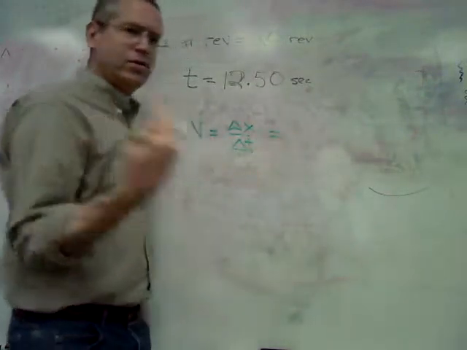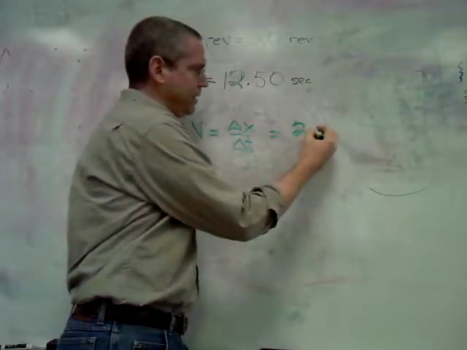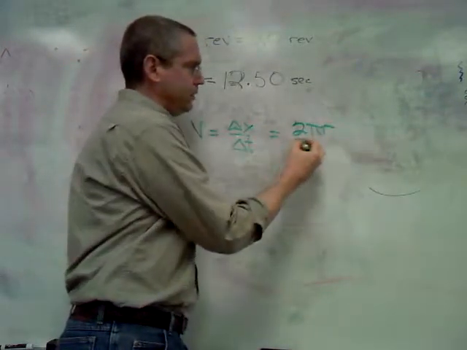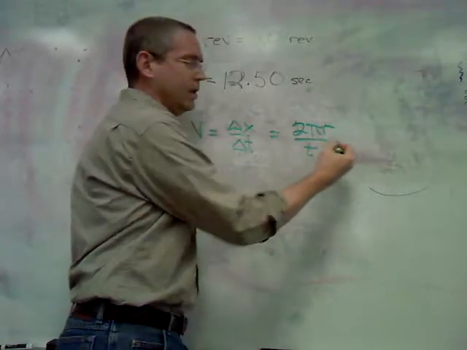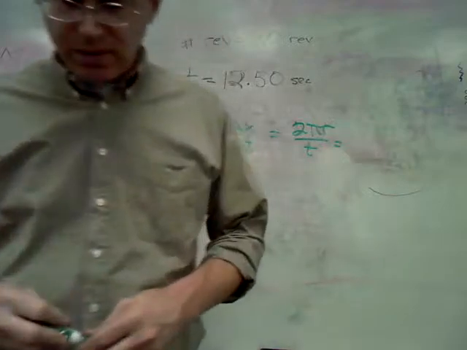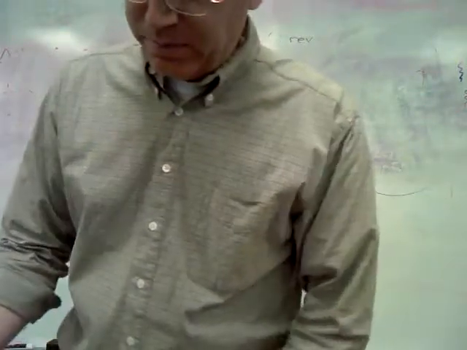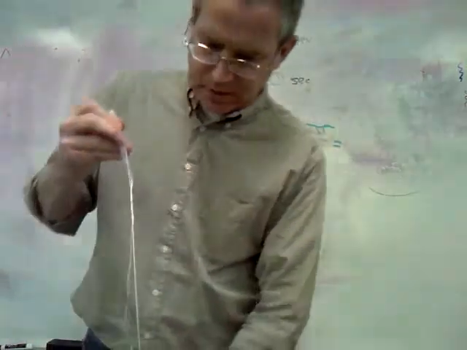Well, it was traveling in a circle. Well, what's the distance around a circle? Well, that's just 2 pi times the radius of the circle over time. And so what was the radius? Well, that's a measurement that should have happened beforehand. I'm going to estimate based upon what I have right here about where this thing was.